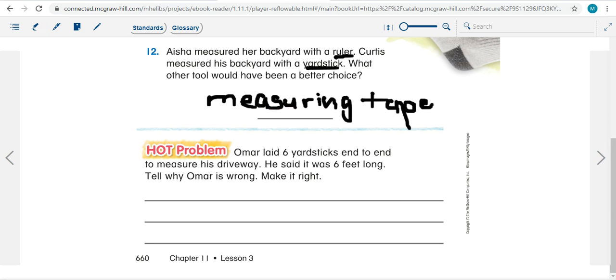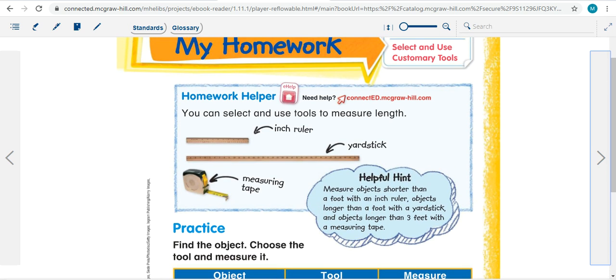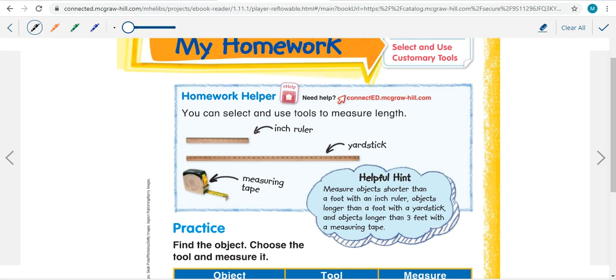Okay, so now we're going to do the next page. We're going to start with my homework. Okay, remember these are the tools that we are working with. We're working with an inch ruler, a yardstick, and a measuring tape or tape measure, which is the same thing. Now we use inch ruler for objects that are small, yardstick with objects that are a little bit bigger, and measuring tape for objects that are very, very long.